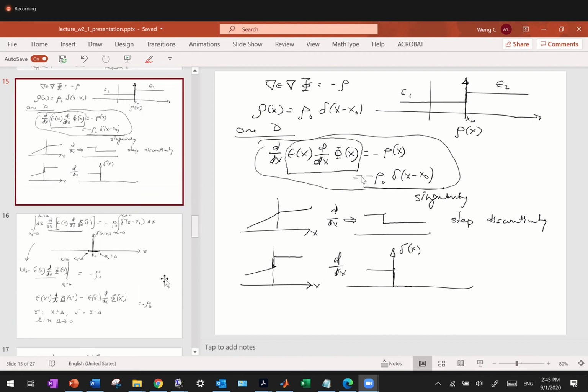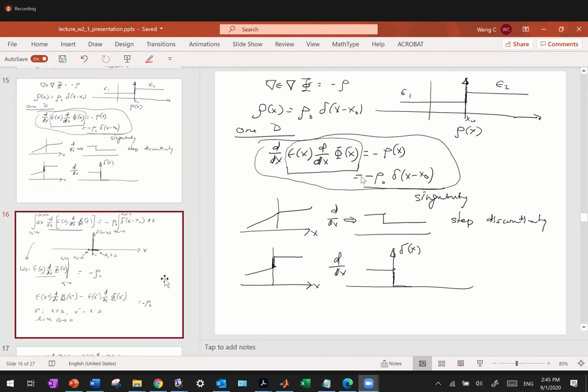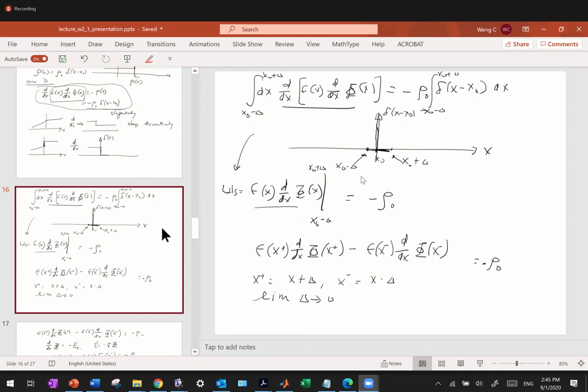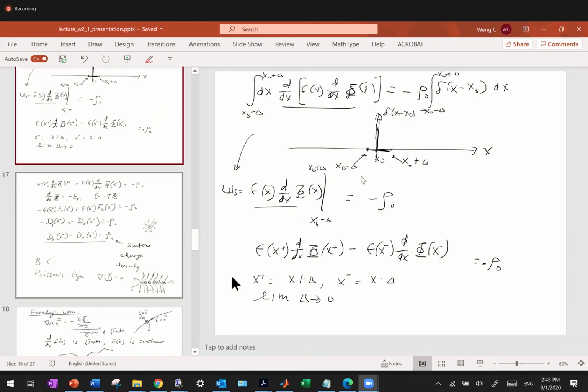And then you can actually look at Poisson's equation, and get the fact that the electric flux has to be something like this, and you can actually get these boundary conditions that we have.